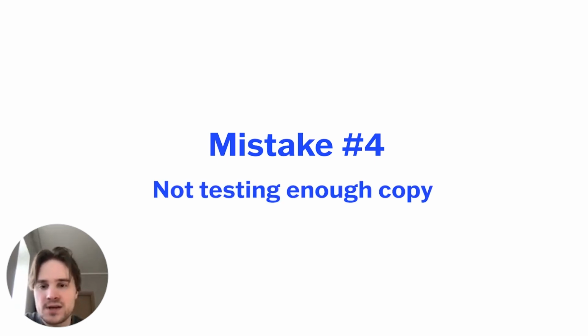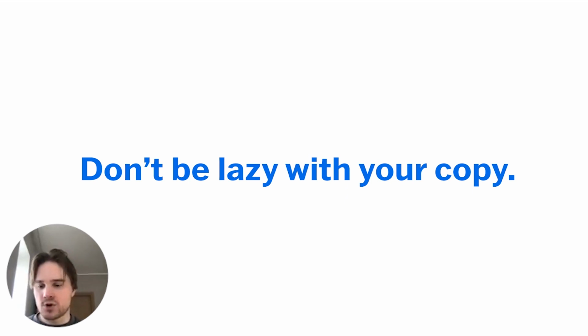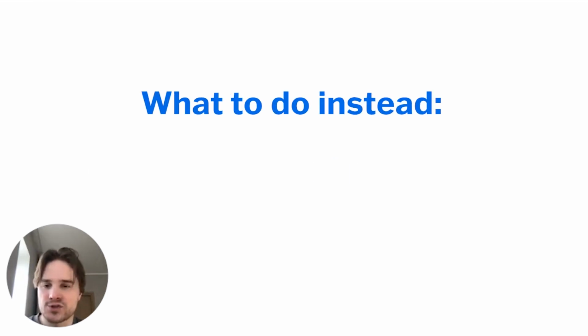So the fourth thing I see people often doing is they write out one single copy and put it into a campaign or two, and then just leave it running, and then go back and check results every now and then. And often what happens is they don't end up getting the results that they're looking for. So what you should be doing instead is A/B testing many different copies.